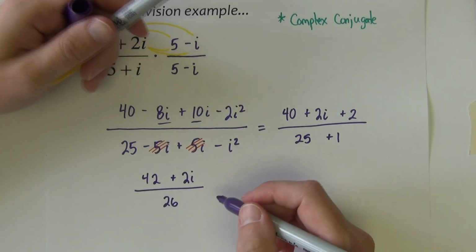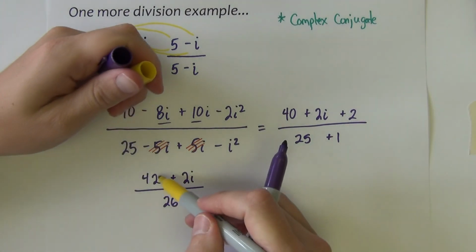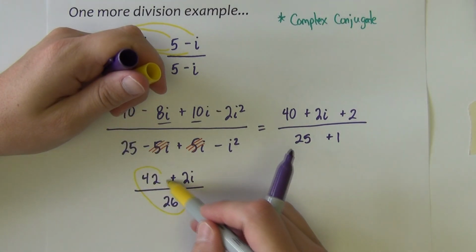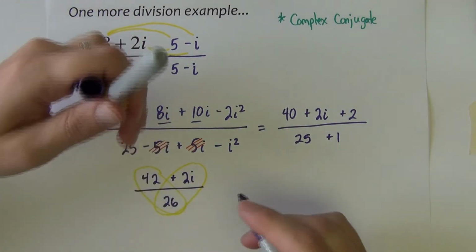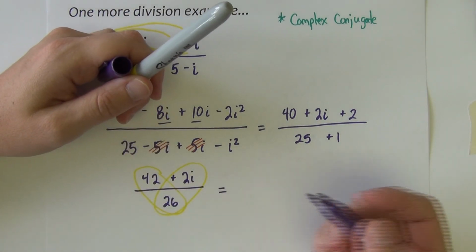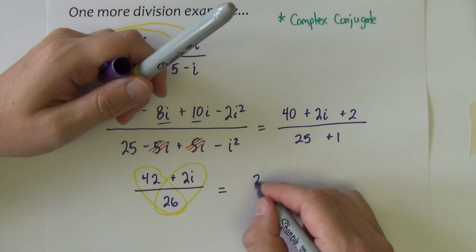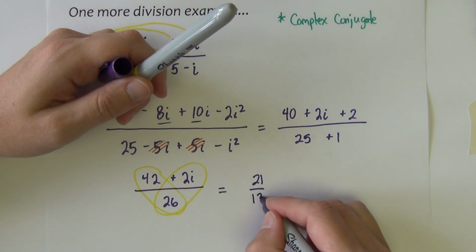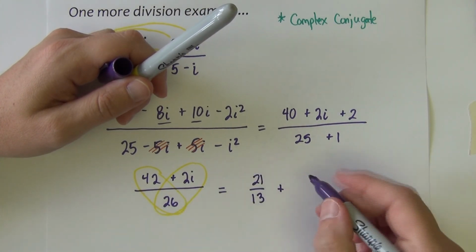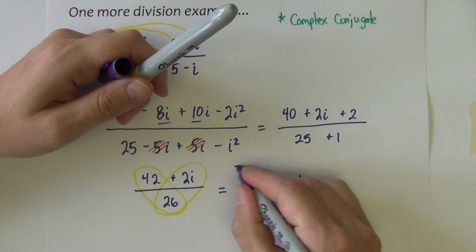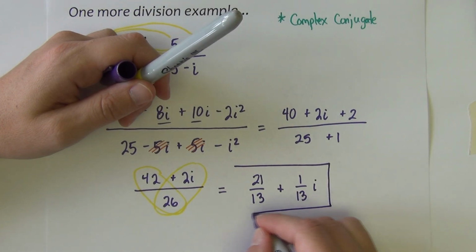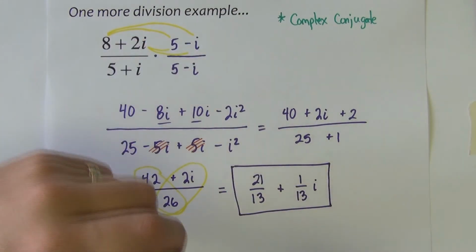over 26. I am going to split this up so that I can reduce the fractions. 42 and 26 both divide by 2. So we get 21/13 plus, same thing on the other one, will be 1/13 i. And that's finished.